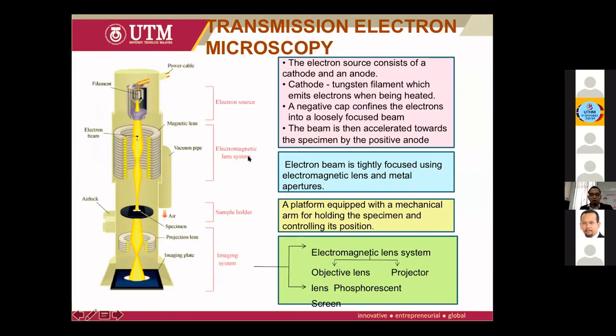Okay, so when you prepare the sample coated on the copper grid, make sure the sample is not going to have any effect on the electromagnetic lens. The sample holder is placed here, and this is the imaging system. The imaging system is based on the objective lens as the projector lens.